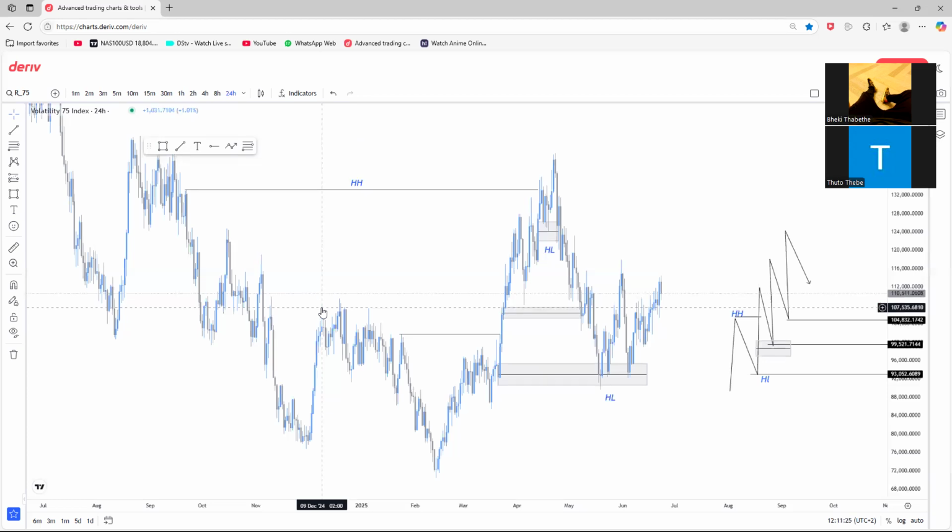So we're gonna just stick to this one because if I go and do other things, it's gonna get confusing. I want it to be simple. So let's just stick to higher high.